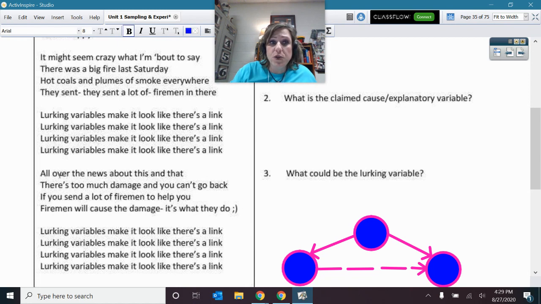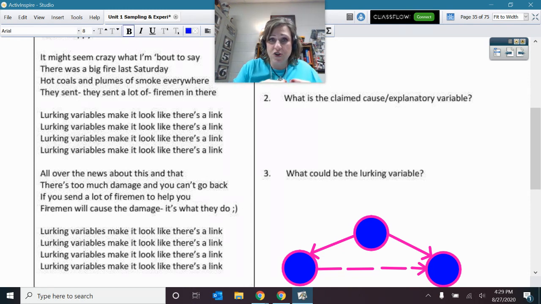Well, all over the news about this and that, there was too much damage, huge amounts of damage in this fire. You can't go back. If you send a lot of firemen to help you, firemen will cause the damage. It's what they do. Firemen will cause the damage. It's what they do.